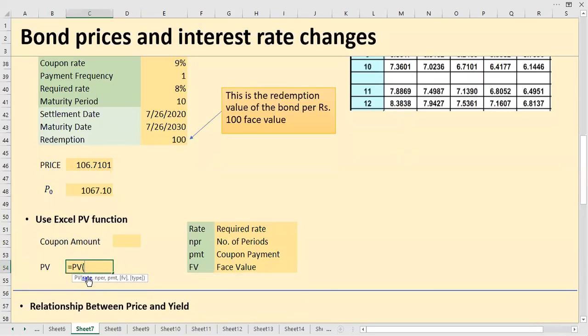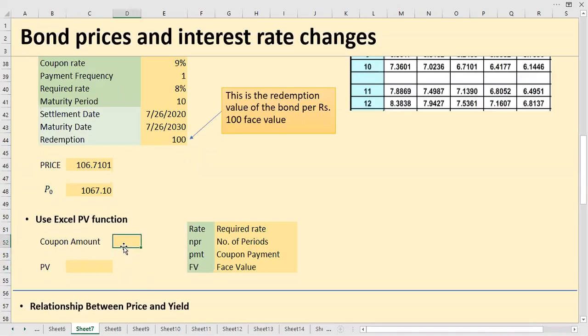We need the rate, we need the number of periods, and we need the payment, meaning how much we are going to receive in each and every period. And we need the future value, which is the value that we are receiving at the end of the investment, that is equal to the face value. So first I am going to calculate the coupon amount.